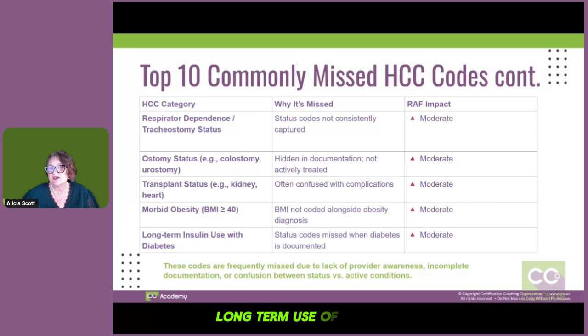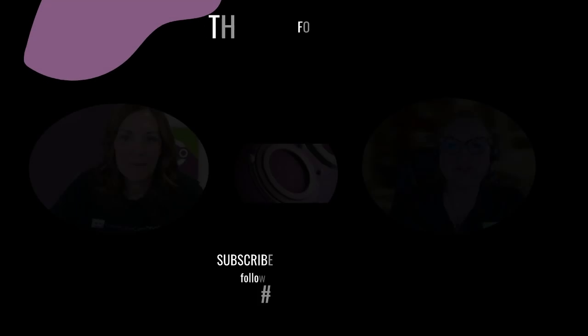Long-term use of insulin, diabetic medication, is extreme. Z79.4 is always overlooked and needs to be captured every year. So that ends us with risk adjustment.